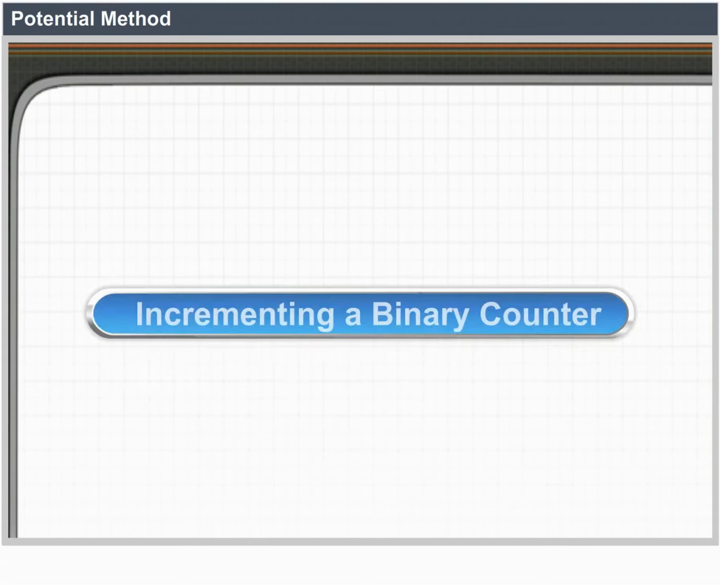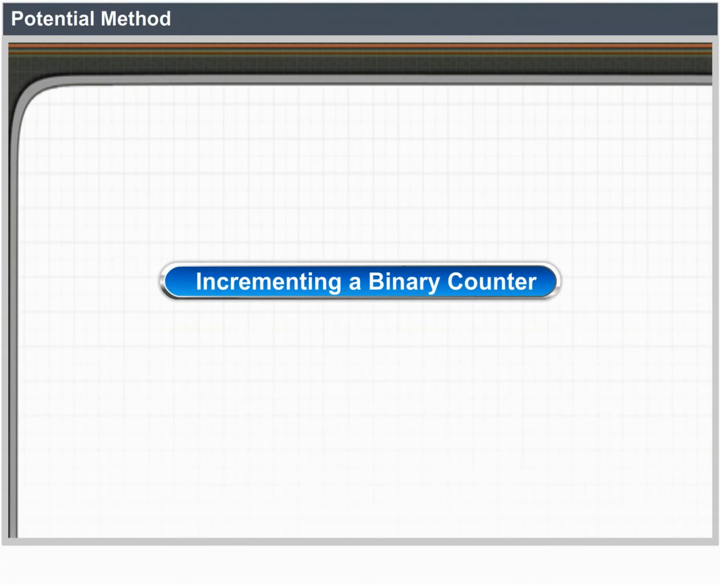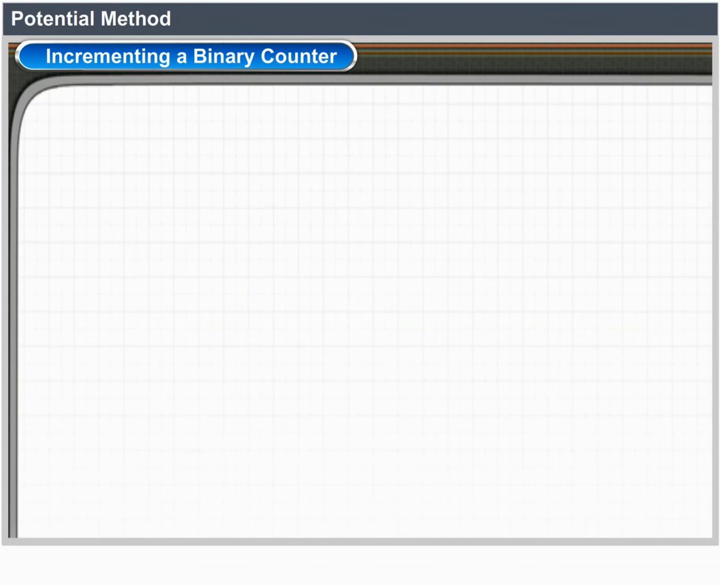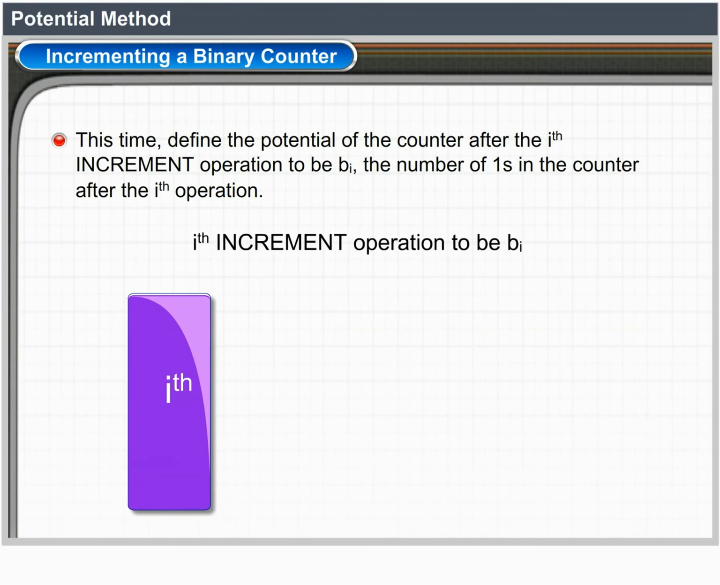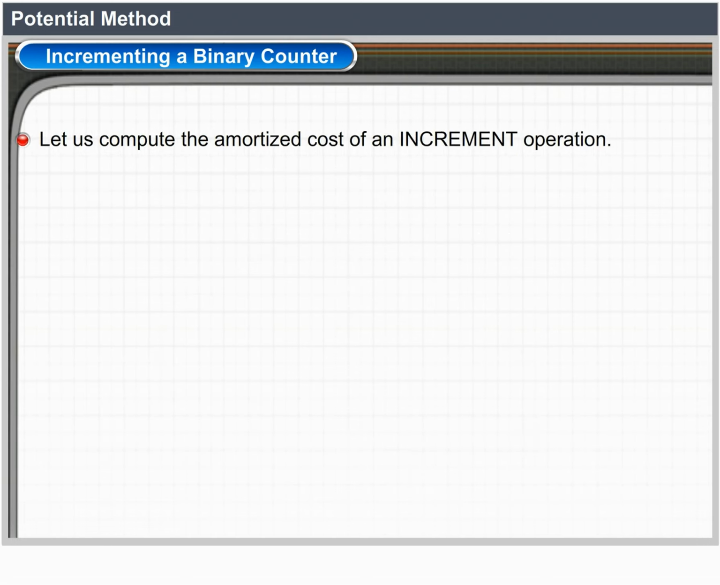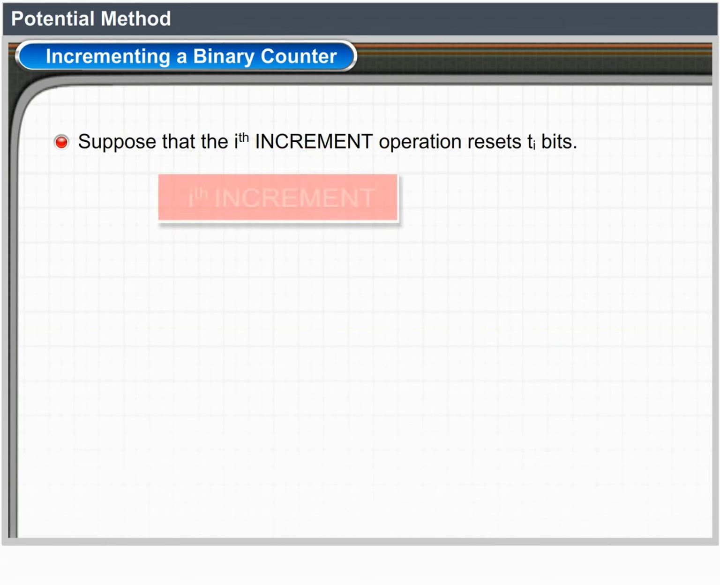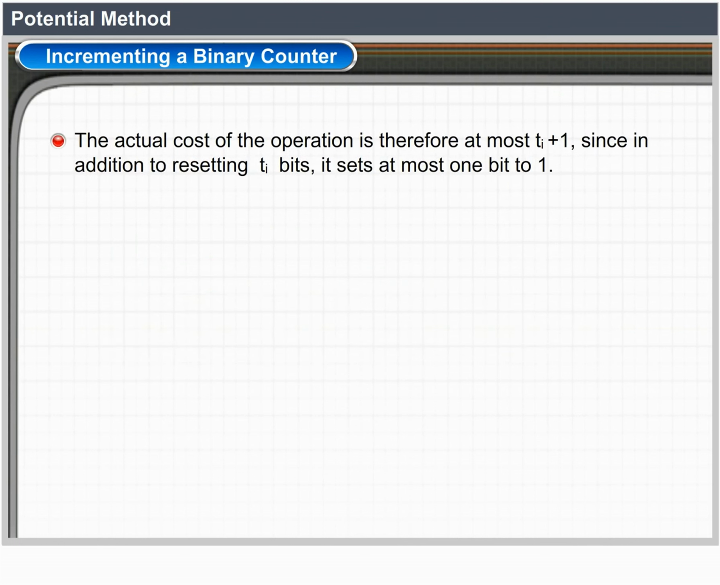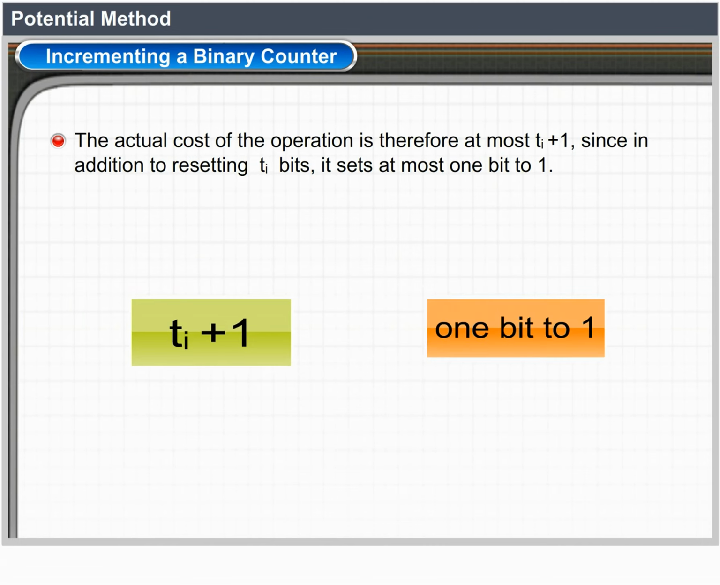Incrementing a binary counter. Another example of the potential method: look at incrementing a binary counter. This time, define the potential of the counter after the ith increment operation to be bi, the number of ones in the counter after the ith operation. Let us compute the amortized cost of an increment operation. Suppose that the ith increment operation resets ti bits. The actual cost of the operation is therefore at most ti plus 1, since in addition to resetting ti bits, it sets at most 1 bit to 1.